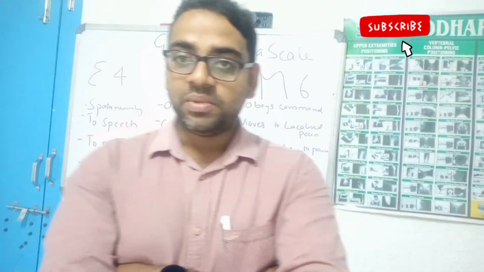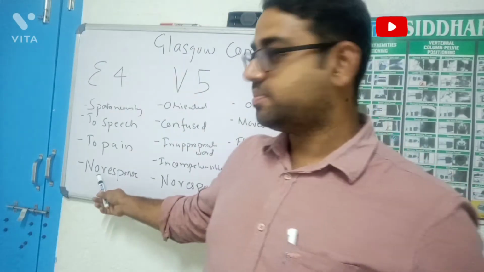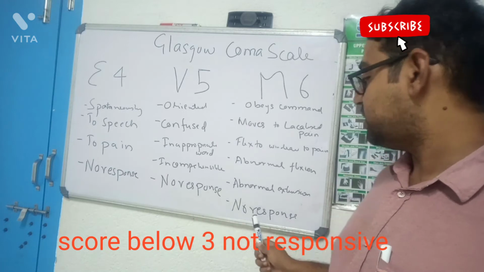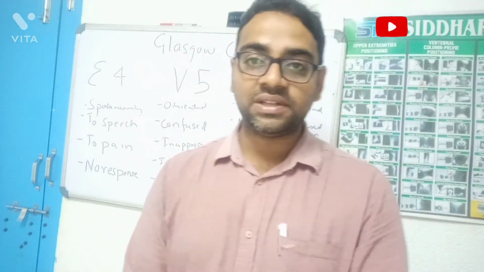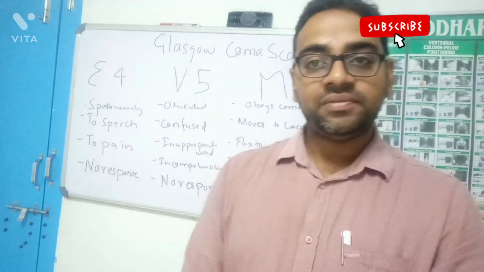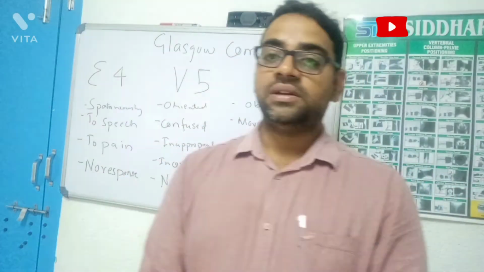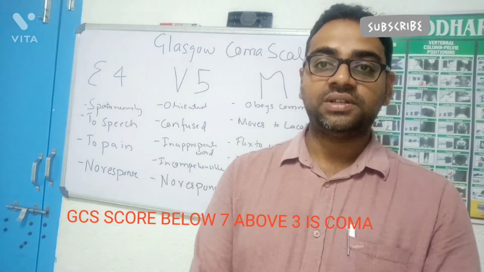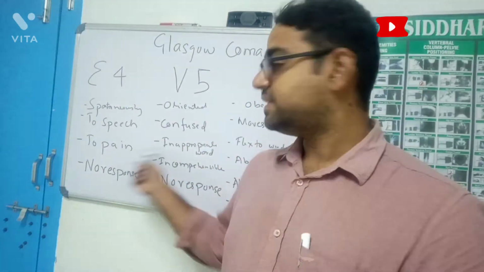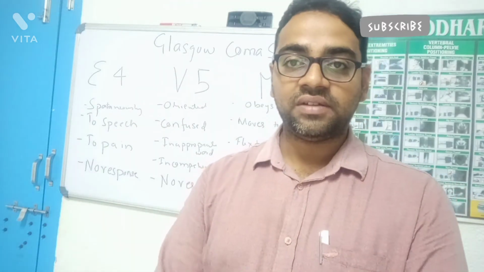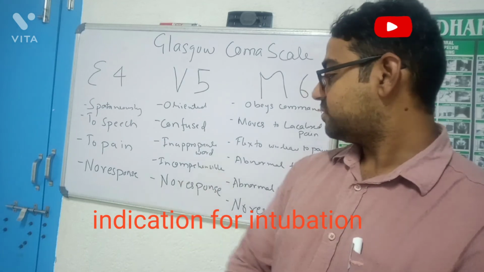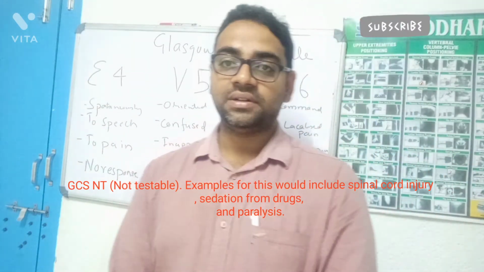The minimum score is 3, which means the patient is not responsive to eye, verbal, and motor. So when do we call it coma? When the GCS score is below 8 or sometimes below 7, it is called coma. Below GCS 7 is one of the indicators for intubation. So this is the Glasgow Coma Scale.